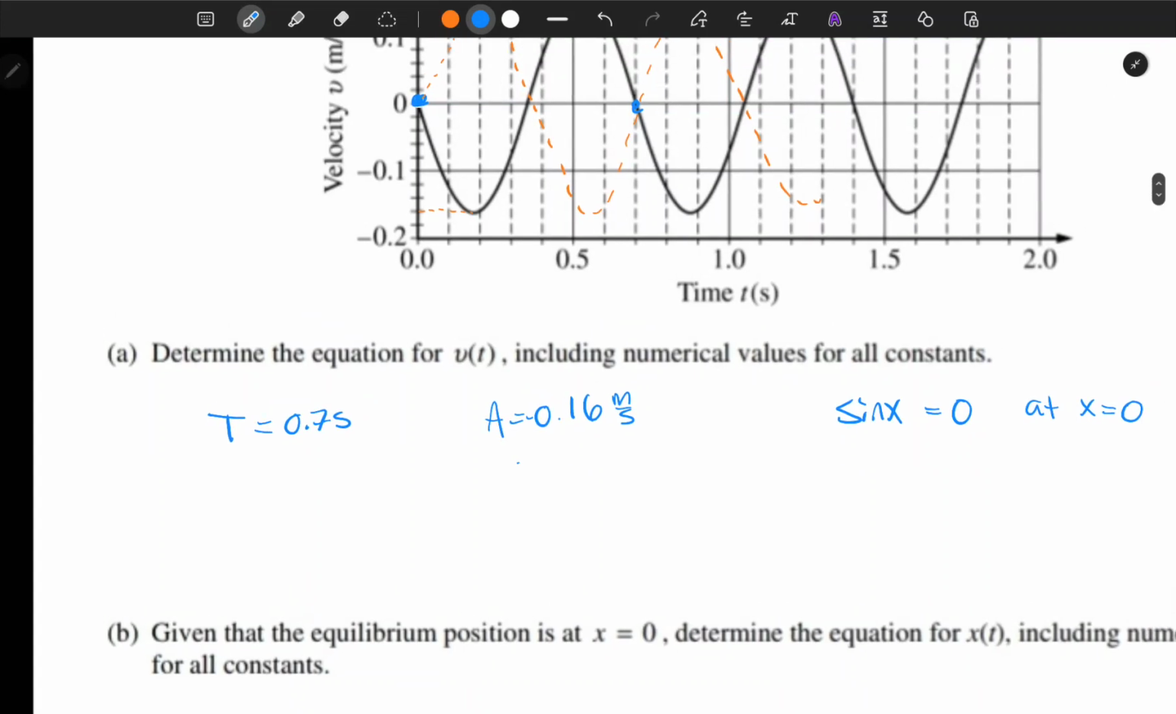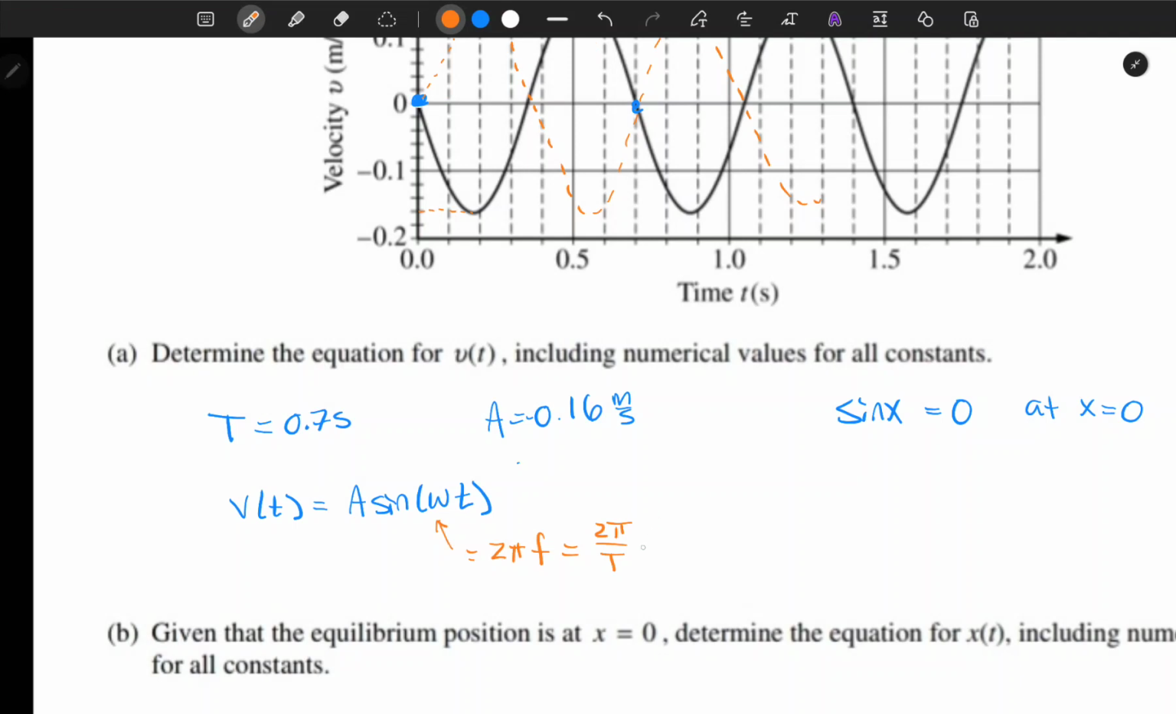So the total velocity v of t is given by the amplitude times the sine of omega t. But we note that omega is the angular frequency and is given by 2 pi times the frequency. And the frequency is 1 over the period. So this is equal to 2 pi over the period T.